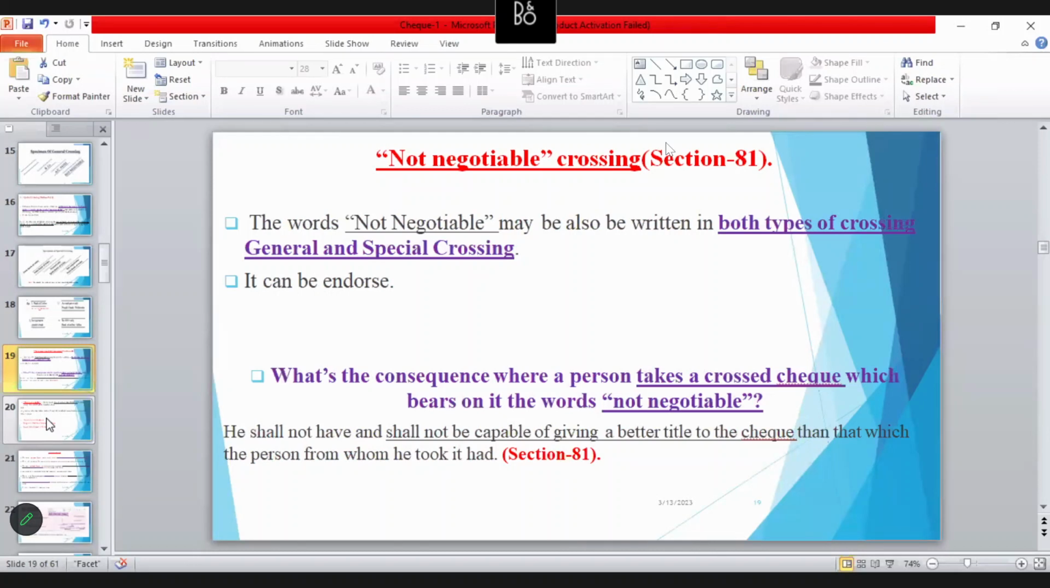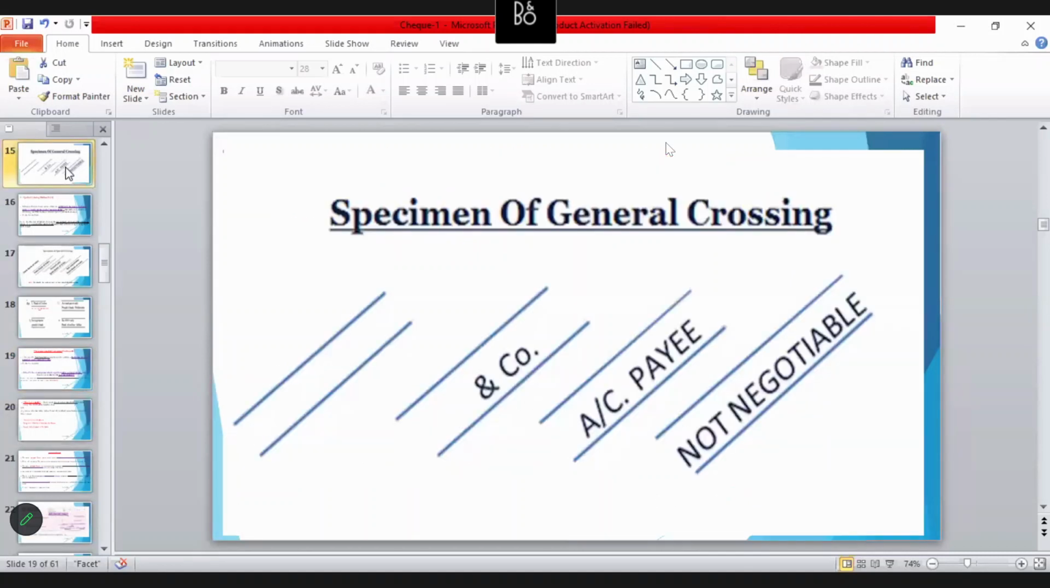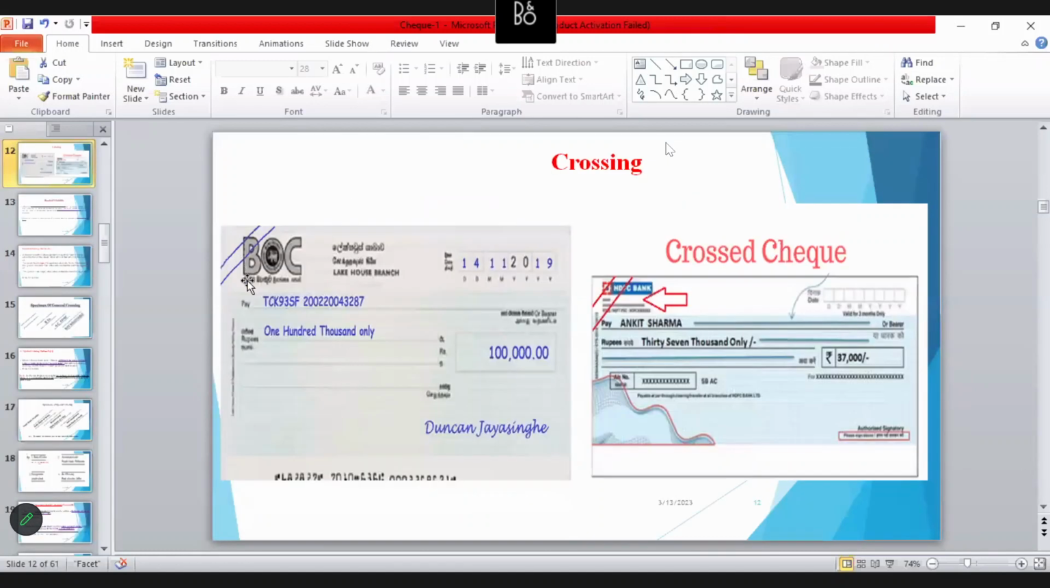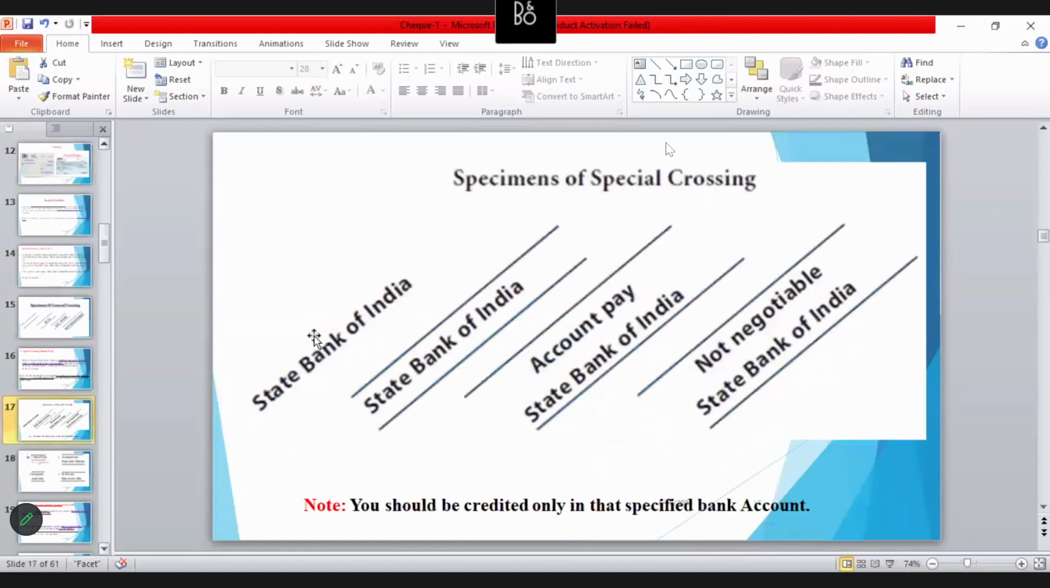So you know what general crossing is. If you see in the corner of the check, there are two parallel lines. That is known as a general crossing. If within these two parallel lines, or without two parallel lines, any bank name is there in the check, then that's special crossing.